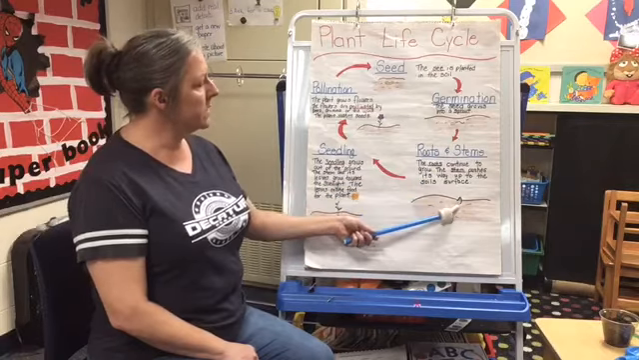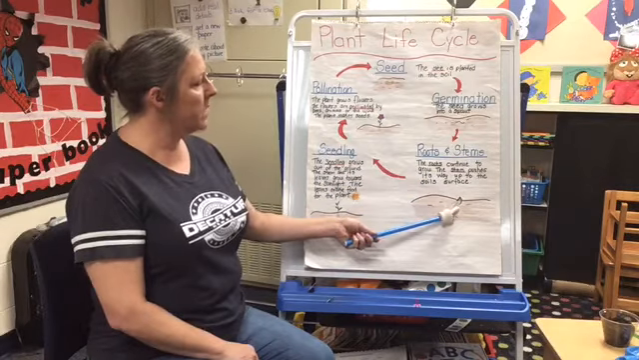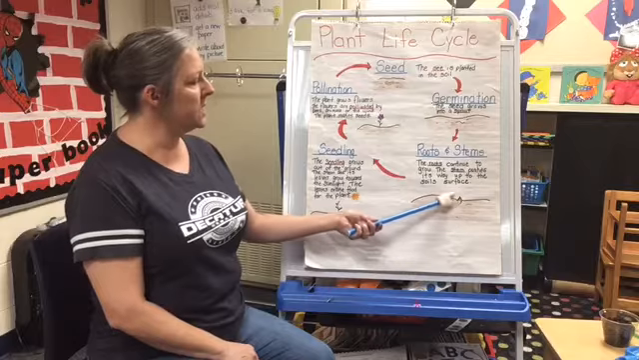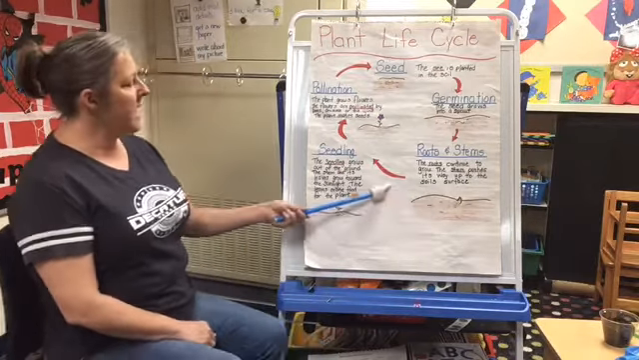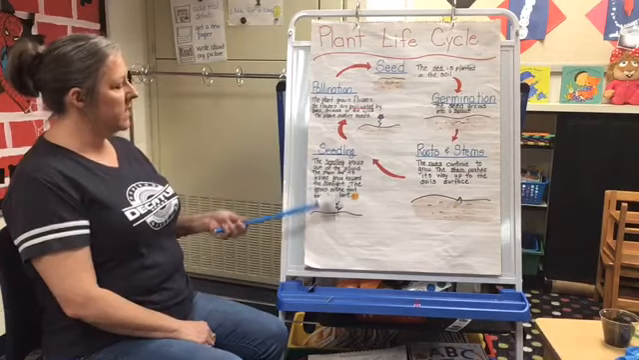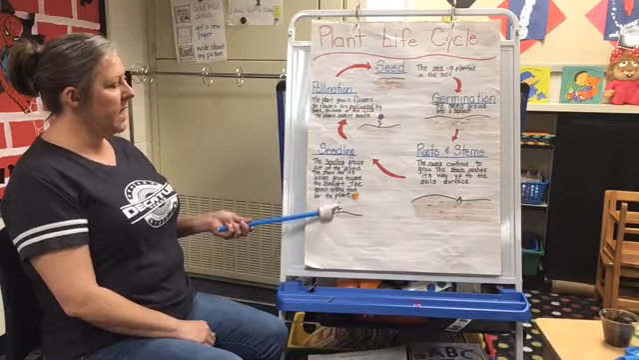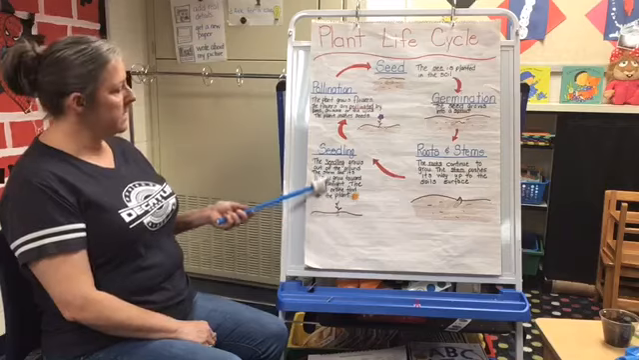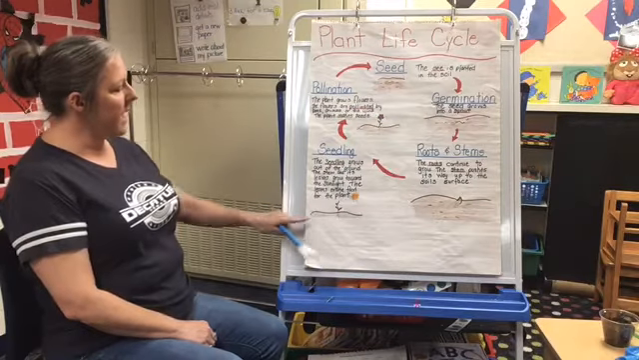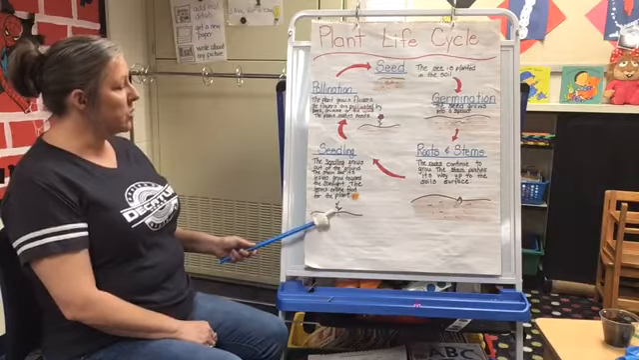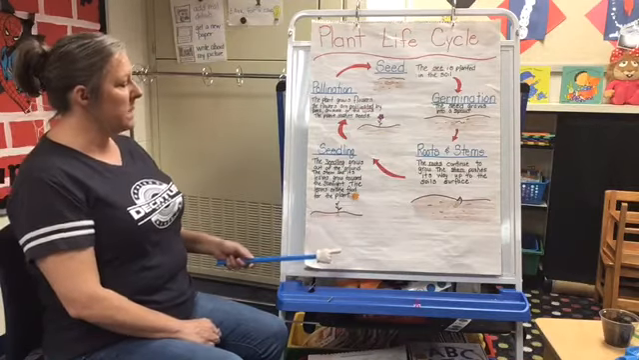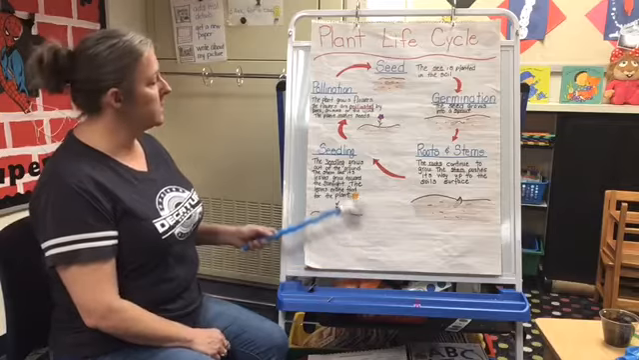The roots continue to grow, and then the stem pushes its way out into the top of the soil. The next is called the seedling. See how it's gotten bigger now? It's got a long stem. The seedling grows out of the ground. The stem and its leaves grow toward the sunlight. The leaves make food for the plant.